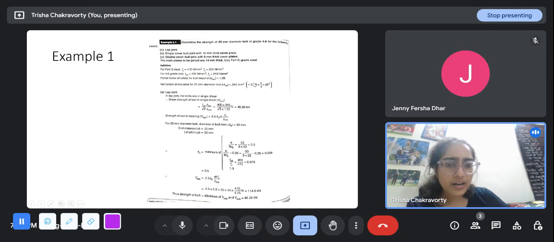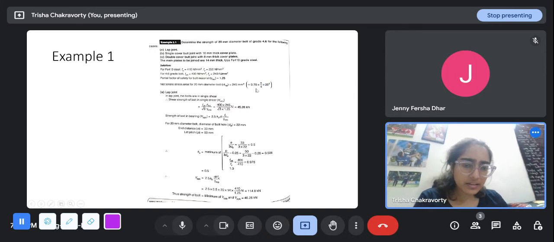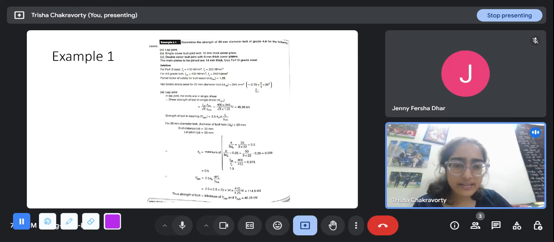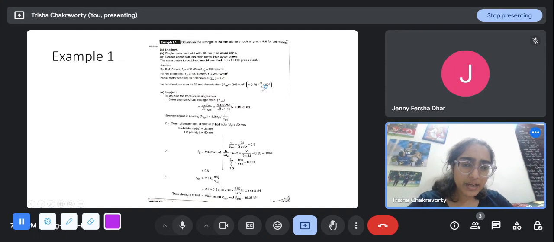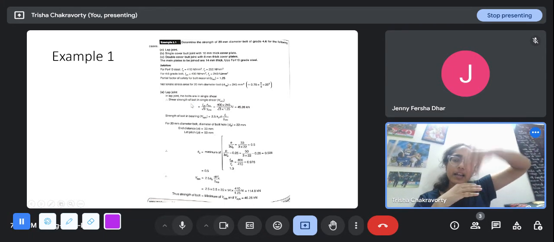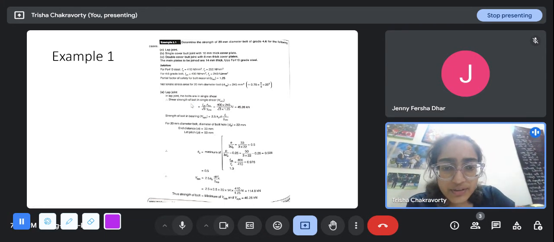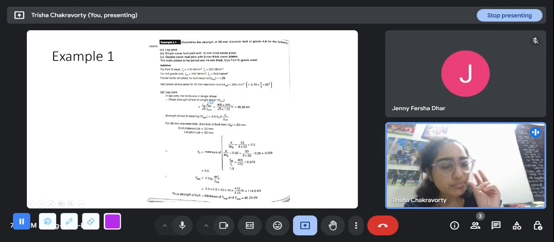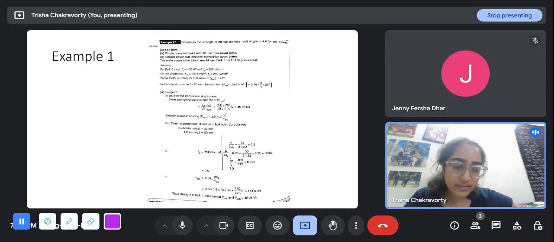This is found by this formula, 0.78 into pi by 4 d square, where d is the diameter. For a lap joint, the bolts are in single shear, because in a lap joint the plates are overlapped and the bolt goes through them. For the shear strength of bolt in single shear, we saw this formula, Fub into Anb and Asb. Unless mentioned, you have to assume that the bolts are threaded.